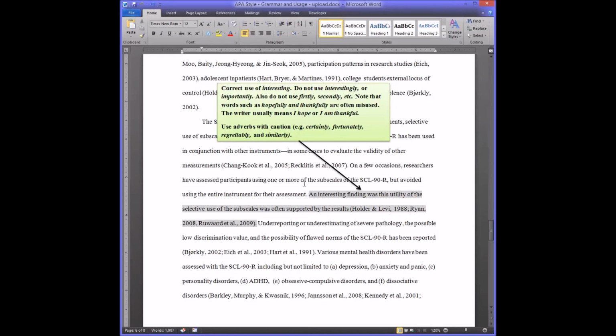Now these are adverbs that can be used properly, but there's not much occasion to use them properly in scientific writing. Usually what a writer intends when they use the word hopefully is I hope, and when they use the word thankfully, I am thankful. In general, use adverbs with caution. For example, certainly, fortunately, regrettably, and similarly. Whenever you see these words have made it into your manuscript, you can probably find a way to remove them and still have your sentence have the point and the purpose that you originally wanted.